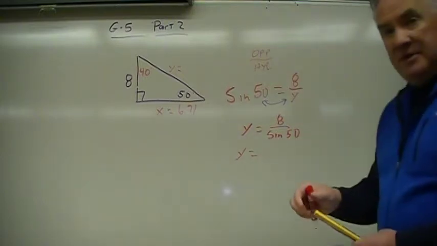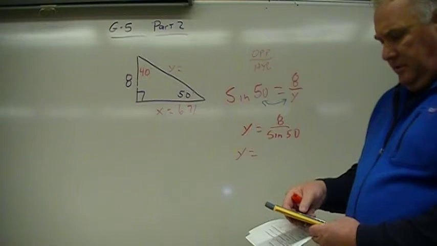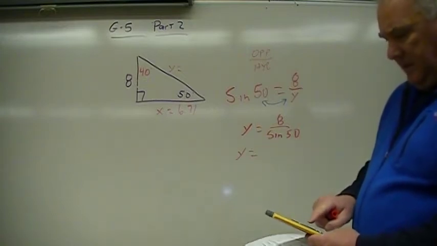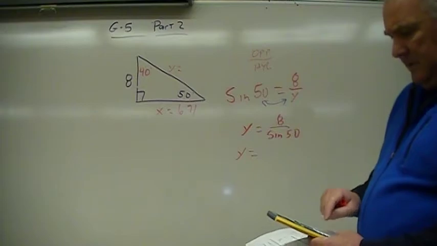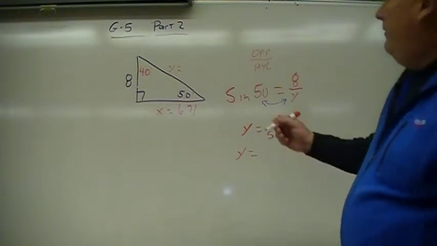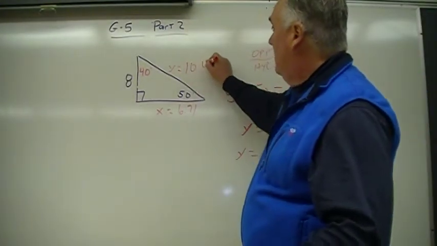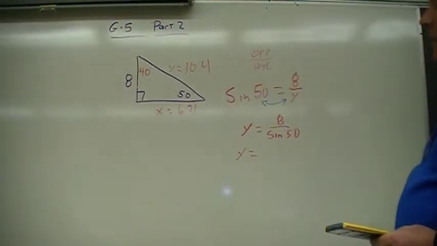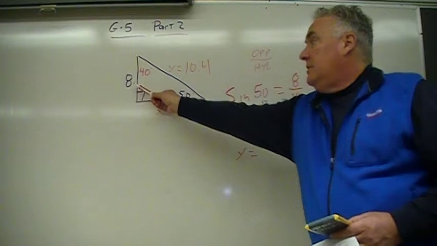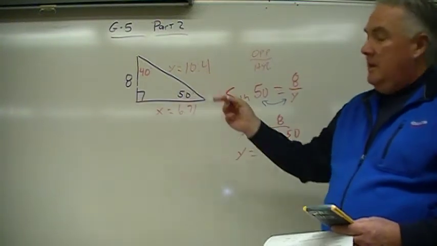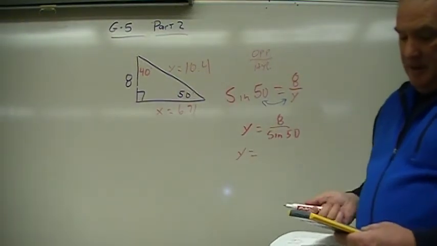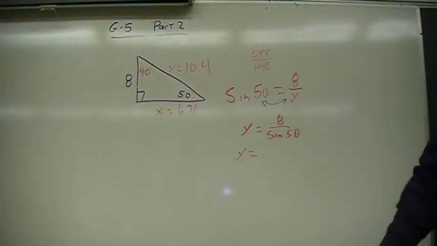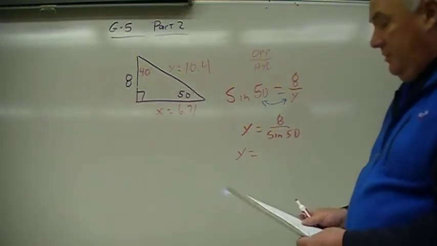Sorry for that little pause in action right there. I'll do the math for you. 8 divided by sine 50, and you get 10.4. And that's the length of the hypotenuse. Okay? You could always do a check of 8 squared plus 6 squared equals 10 squared. And that might give you a check to make sure you're good on that.